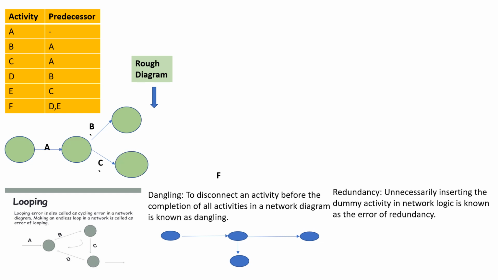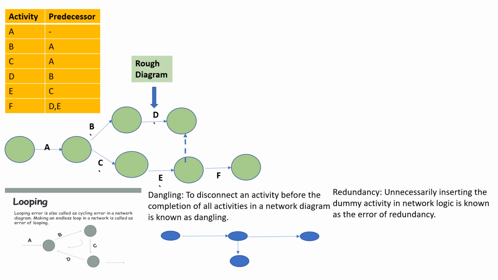Activity D's predecessor is B, so we draw an arrow representing D. Activity E's predecessor is C, so here we have E. Activity F's predecessor is D and E. So let us put F after E. But F's predecessor is both D and E. So here we can put a dummy from E to D to represent the technical relationship between F and D, that D is also a predecessor of F. But this is only a rough diagram.